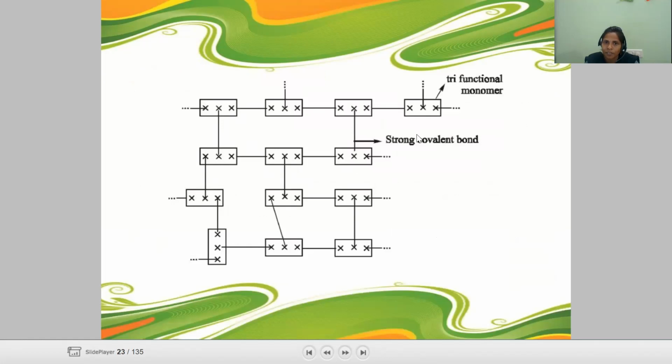See here, which is having a cross-linked structure. This is the polymer structure. This is one carbon here, and all are bonding with each other, which is having a strong three-dimensional structure, which is not moving easily.